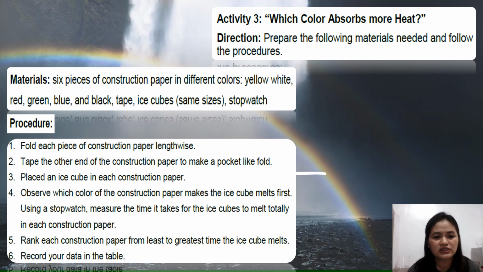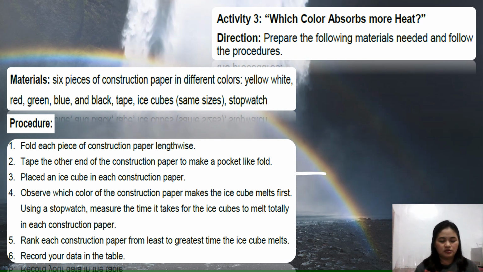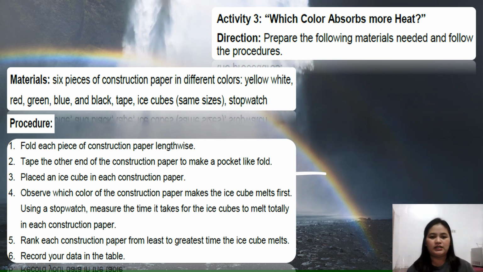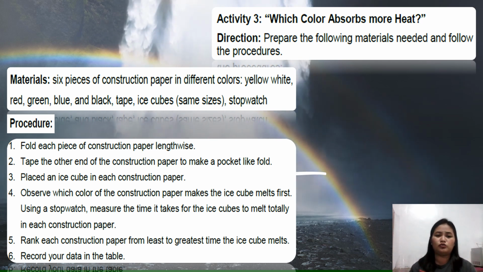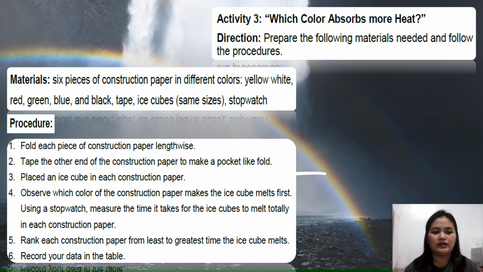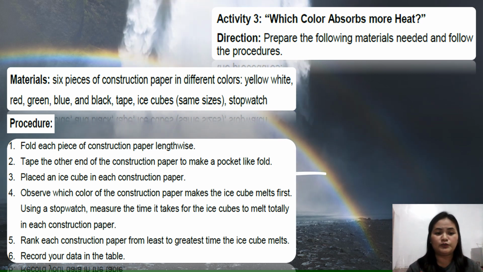Place an ice cube in each construction paper. Pag naglagay na kayo ng ice cube sa lahat ng kulay, sabay-sabay. Observe which color of the construction paper makes the ice cube melt first. Using a stopwatch, measure the time it takes for the ice cubes to melt totally in each construction paper. Sabay-sabay ninyong lalagyan ng ice cube yung construction paper, lahat ng kulay. And then, orasan ninyo gaano katagal bago natunaw sa bawat kulay.